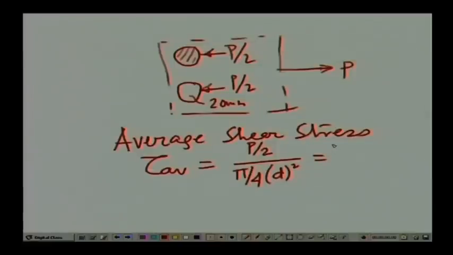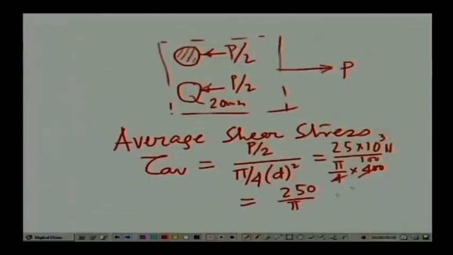and P being 50, this is 25 into 10 to the power 3 Newton divided by the area, pi by 4 into 20 square. So, this is 100, so 250 by pi. So, the average stress is equal to 250 divided by pi Newton per millimeter square, and as we have seen, that is so much of mega Pascal. So, this is the average stress in the bolt.